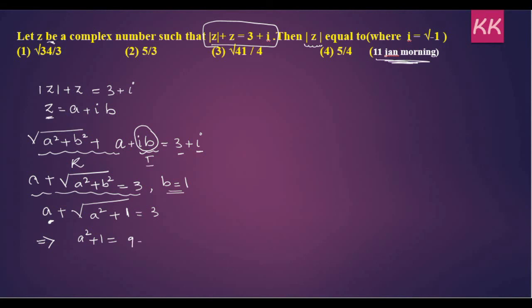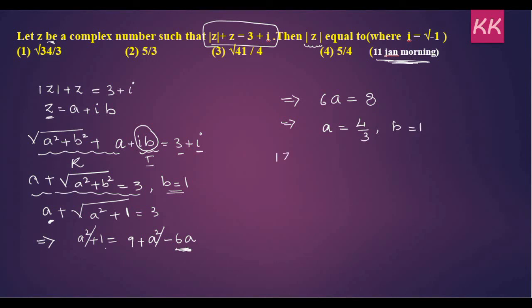3 minus a whole square will be 9 plus a square minus 6a. So, cancelling out this a square, what do we get at the end? Minus 6a, and here 9 and here we have 1. So, 6a is equal to 8. This implies a is equal to 4 by 3. After cancellation we get a is equal to 4 by 3, and we already know b is equal to 1.